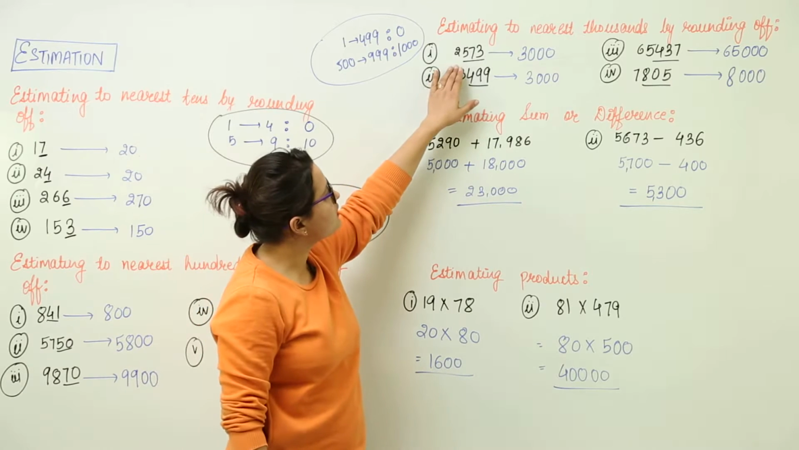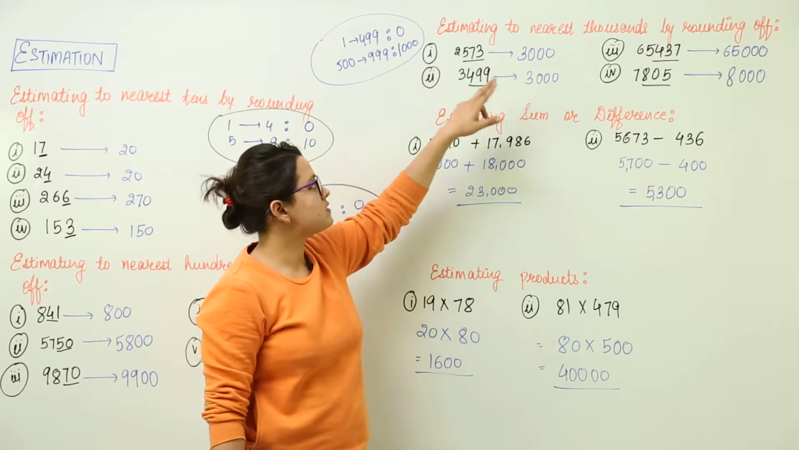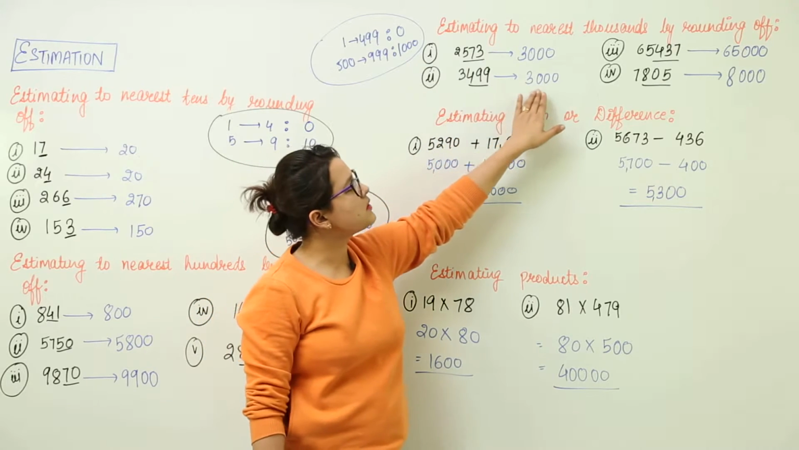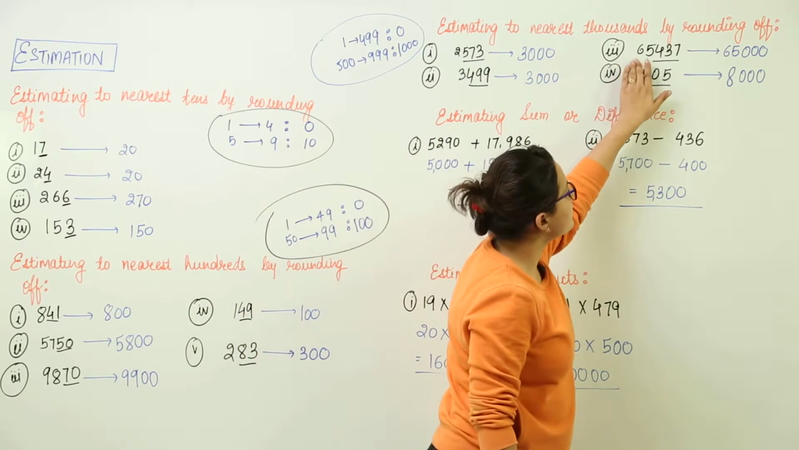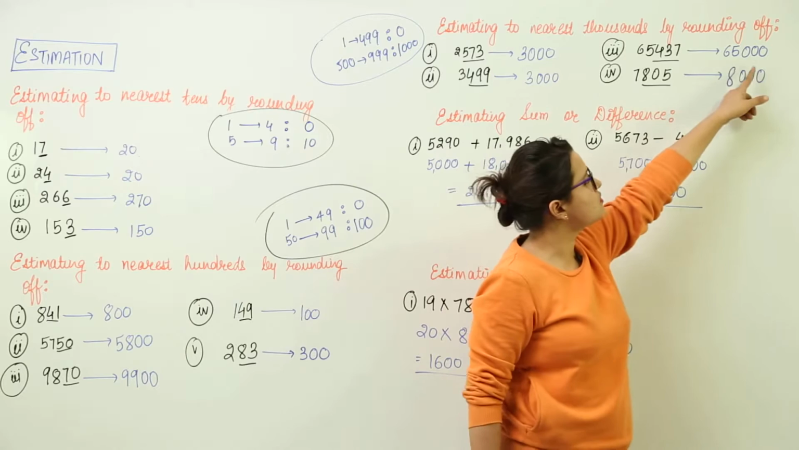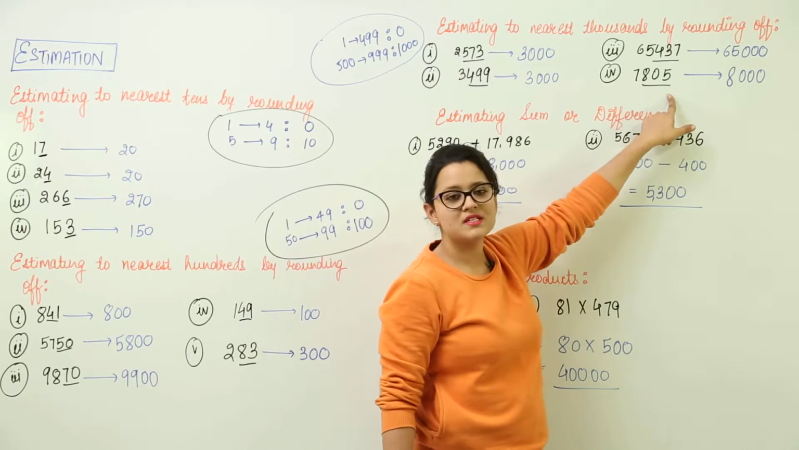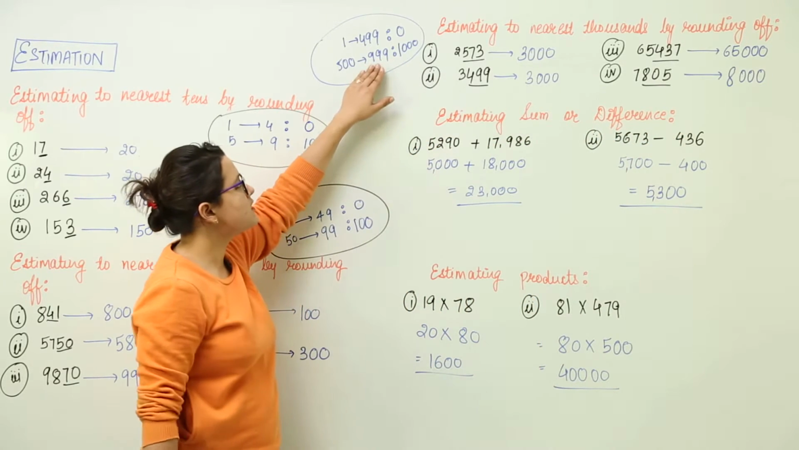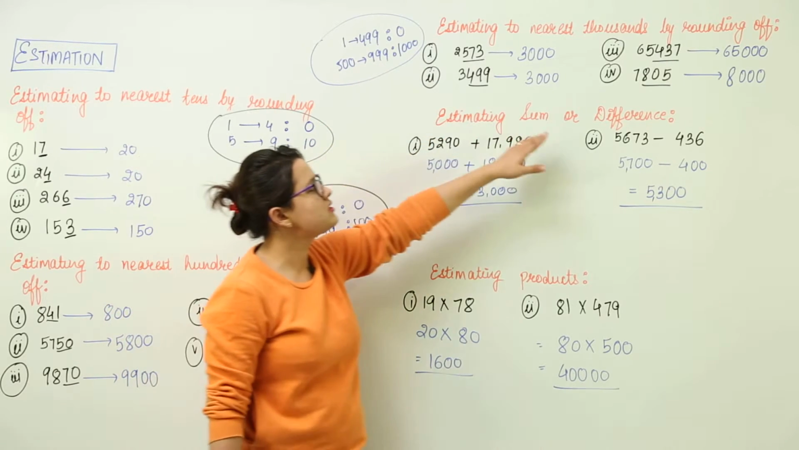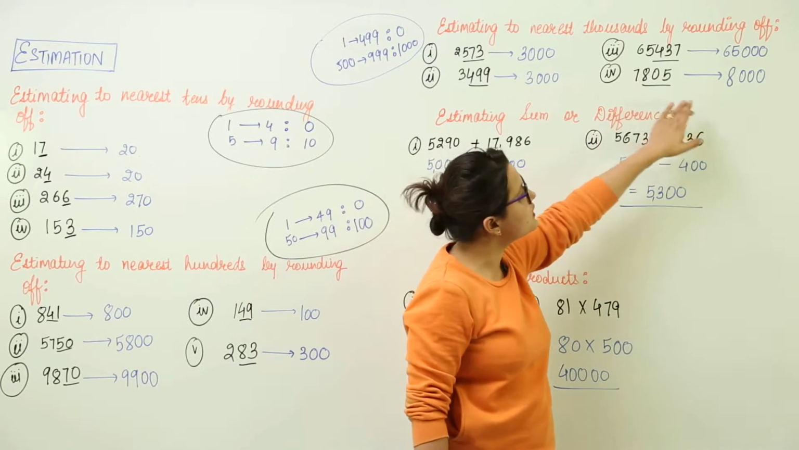So here you have 573, 573 is lying in this range, so the next thousands will be 3000. 499 is over here, so we make it 000, so this becomes 3000. Next we have 65437, now this again lies in the first one, so we make 437 as 000, rest remains the same. Next is 7805, here 805 is present, 805 is lying in the next range, right? So we round off this value to the next 1000, and because it is 7805, the next 1000 is going to be 8000.